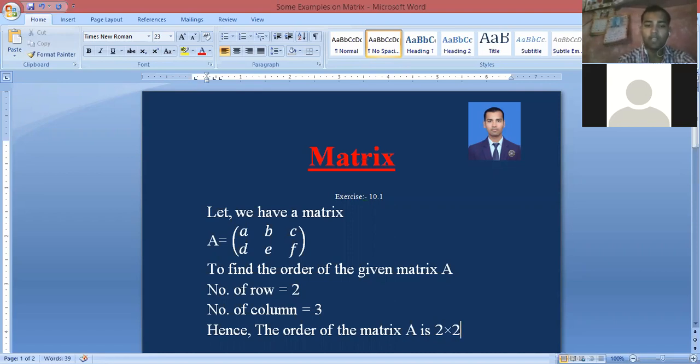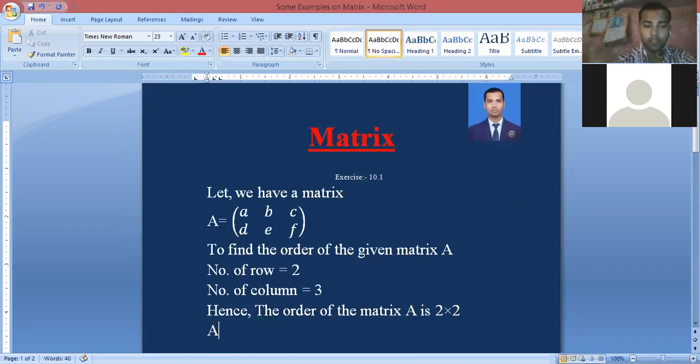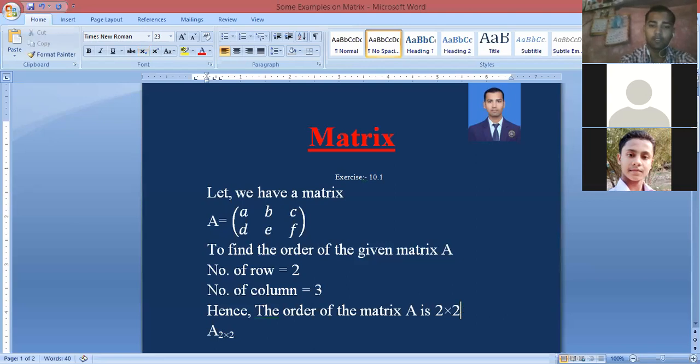2. And that would be written as A 2 into 2. It means what? Oh, sorry, sir, that is 2 into 3. That represents the number of rows and the columns. It means while writing the order of the matrix, we should only focus on the rows and columns of the matrices. It is not necessary to write all this. You can do it directly also.